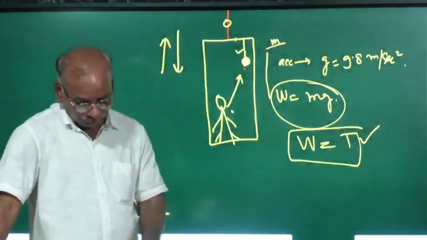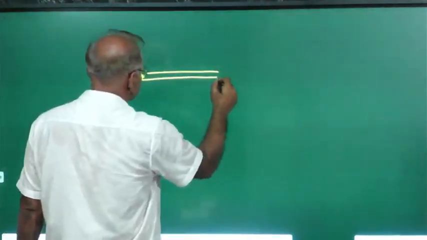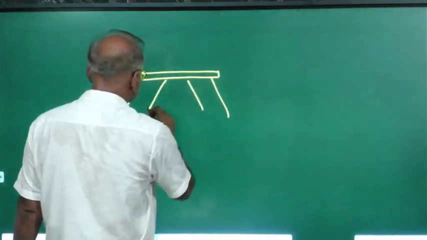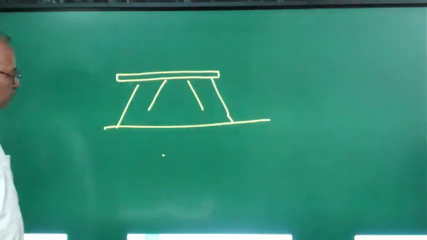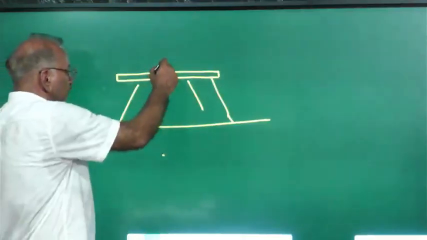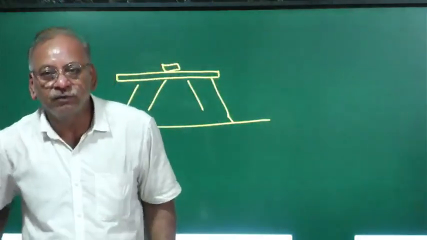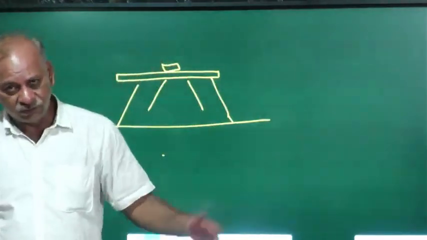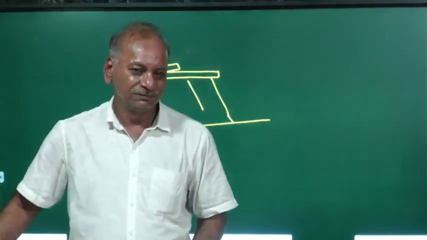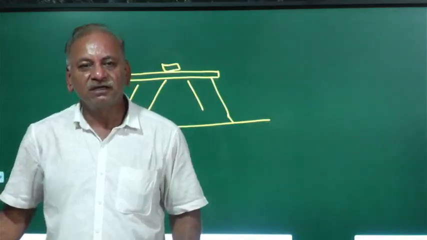Now let's move on to another example. One table is there, and it is resting on the floor. Another object having some mass is resting on that table. Do you think there is any force working on these two objects? Normally, we say no, there is no force.